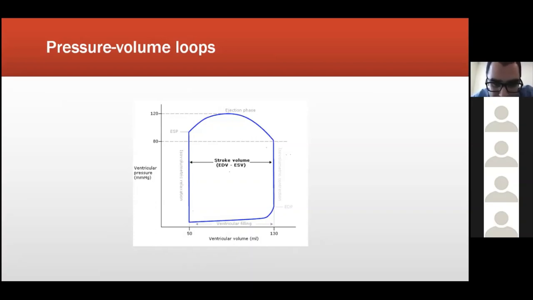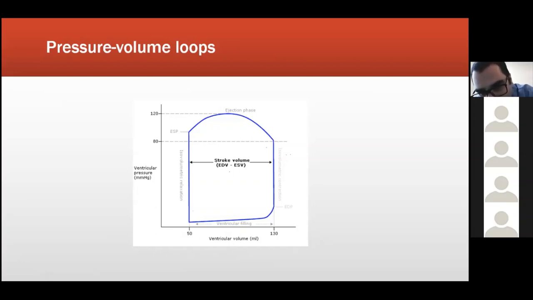The way I learn it is from this point here, from here to here is the stroke volume, and this is reflected by your end systolic volume minus your end diastolic volume. The pressure slowly rises as the blood flows into the ventricle until you get to the end diastolic pressure. The valves will all be closed at this point, and therefore the volume is fixed at this point during the pressure volume loop.